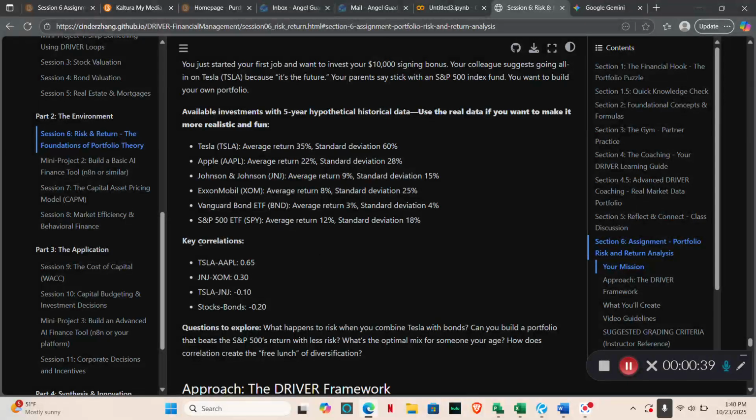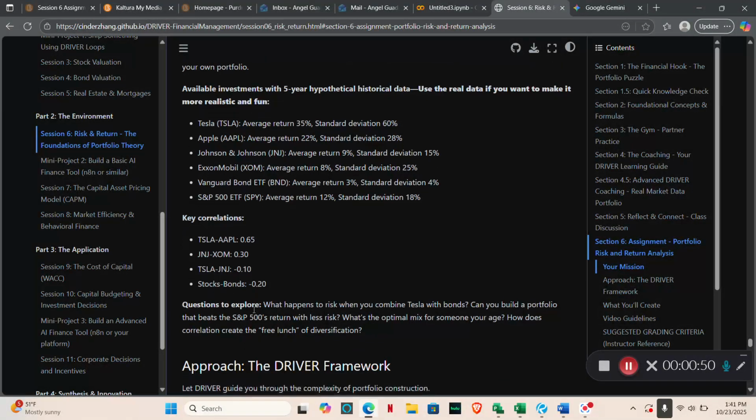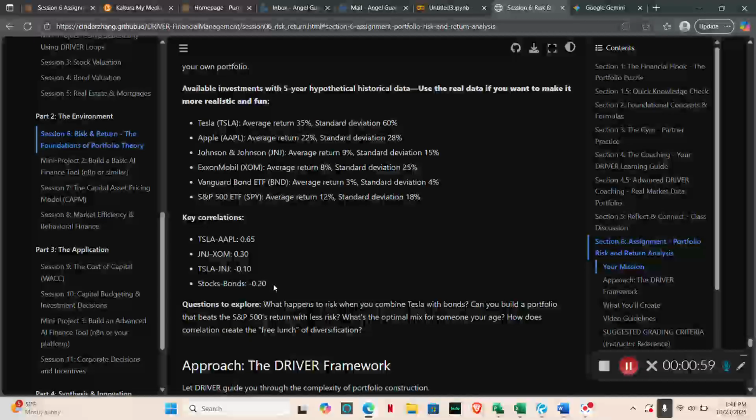Well, considering our key correlations between Tesla and Apple, Johnson & Johnson and ExxonMobil, Tesla and Johnson & Johnson, and the stock-bonds correlation of about negative 20%. Questions we're going to answer: What happens to risk when you combine with Tesla? Can you build a portfolio that beats the S&P 500 returns with less risk? What's the optimal mix for someone at your age? How does correlation create the free lunch of diversification?